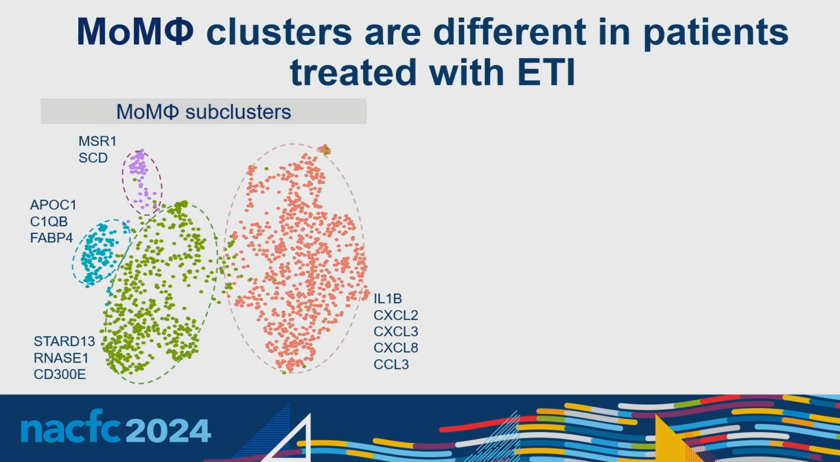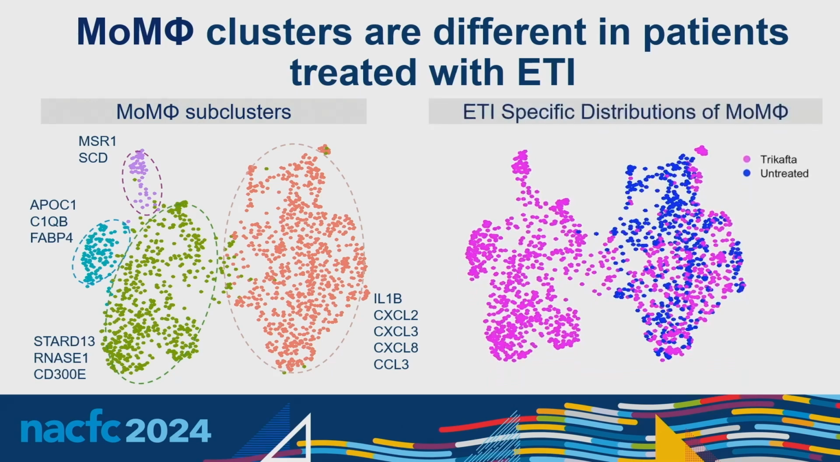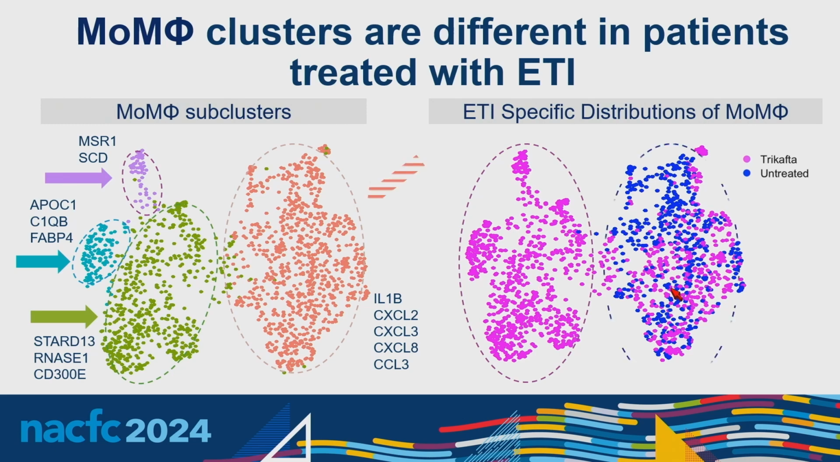But what was more interesting is that when we looked further at the distribution based on ETI treatment, the 3 subclusters showing increased expression profile of anti-inflammatory signaling were obtained from patients who were on Trikafta. In contrast, the cluster showing increased expression of inflammatory signaling were overrepresented in patients who were not on any modulator therapy. But also, this cluster was still present in patients who were on ETI treatment.